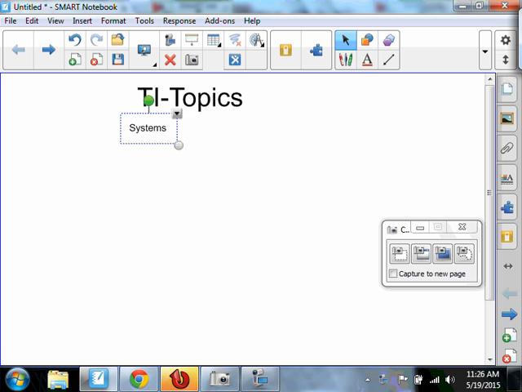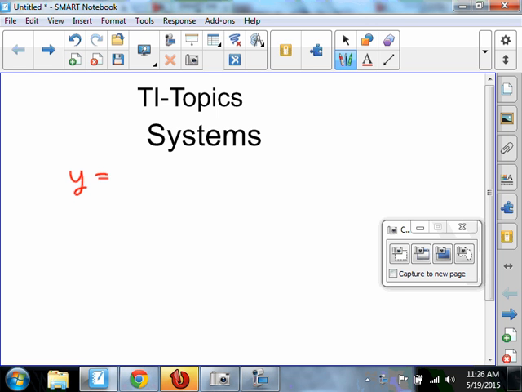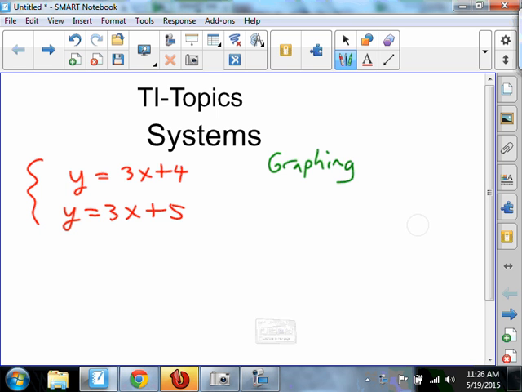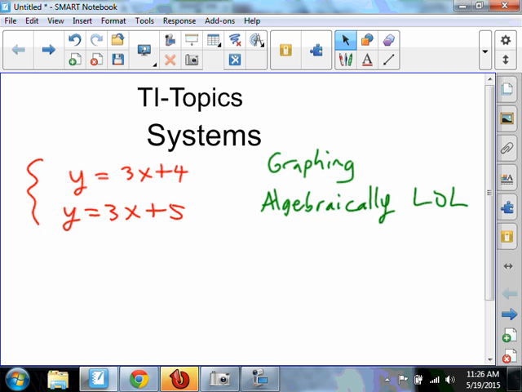Today in this TI Topics installment, we're going to be looking at systems. The idea of systems is there's two or more equations, something like y equals 3x plus 4 and y equals 3x plus 5. So it's two or more equations using the same variable. What we're going to do today is solve them by graphing and solve algebraically. And I have to put this LOL at the end. Okay. This is a TI Topics installment.